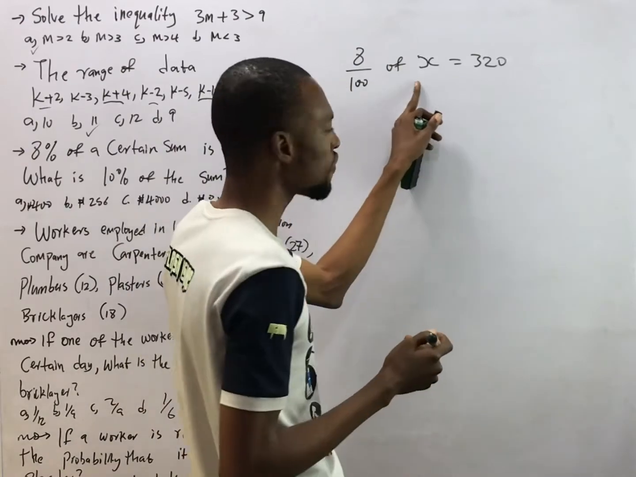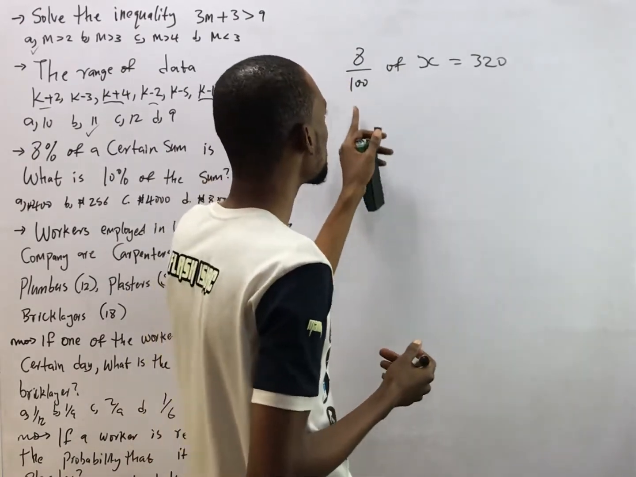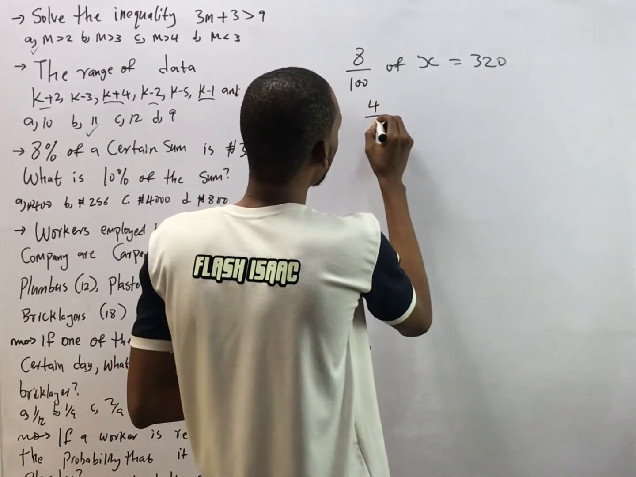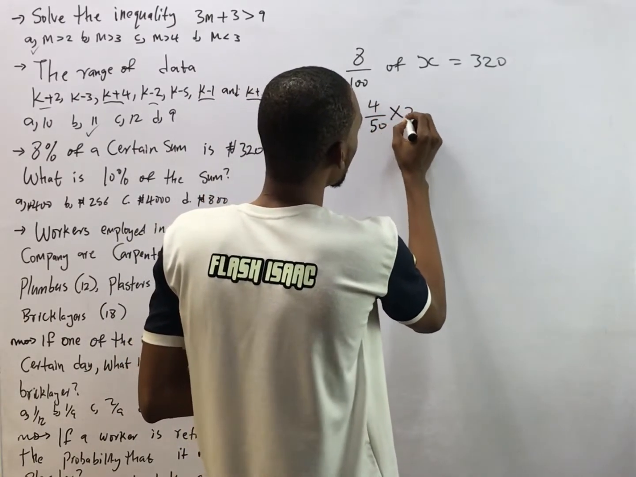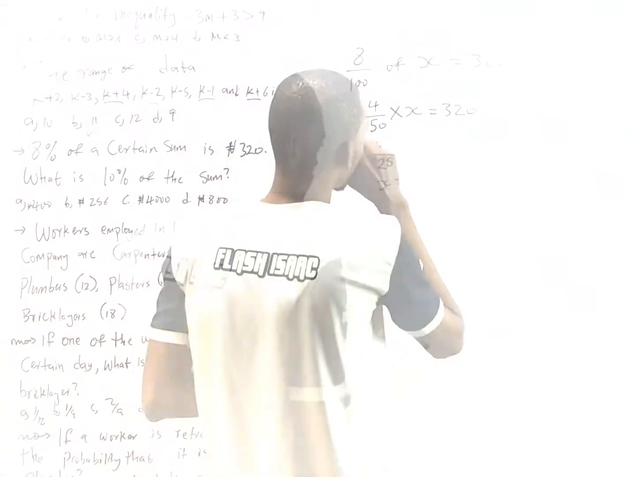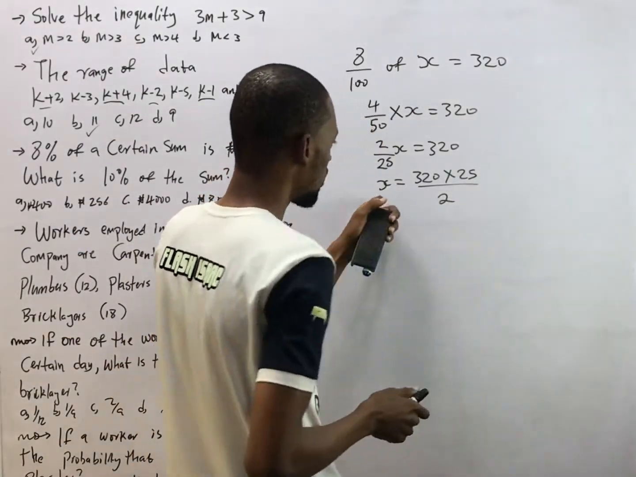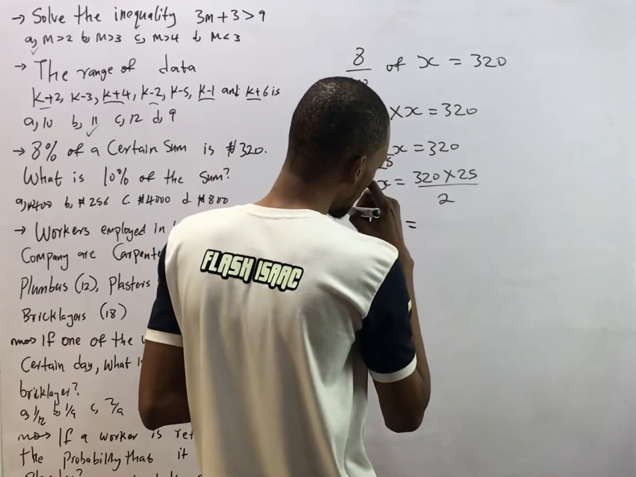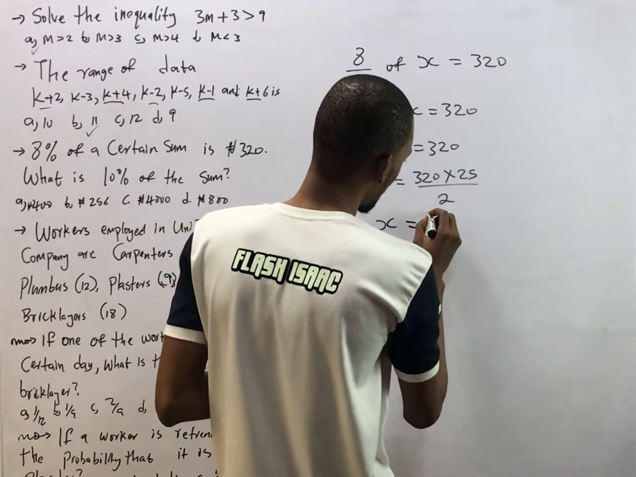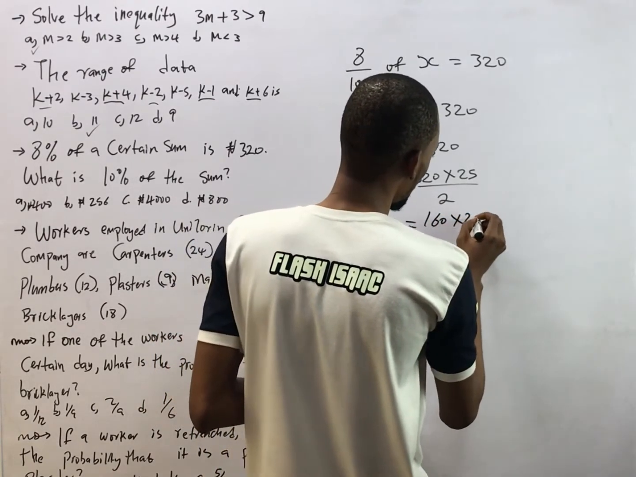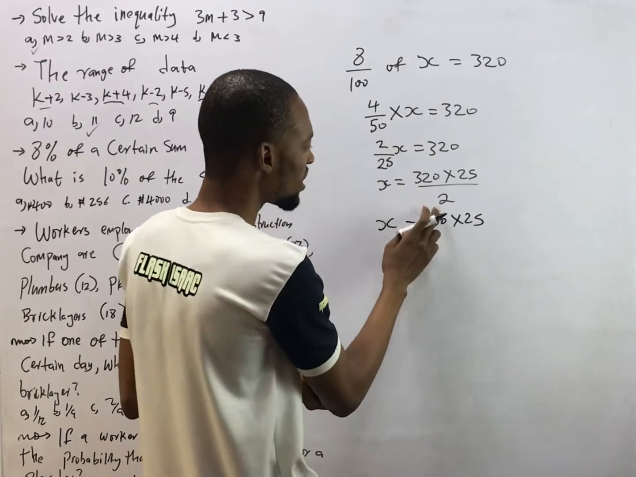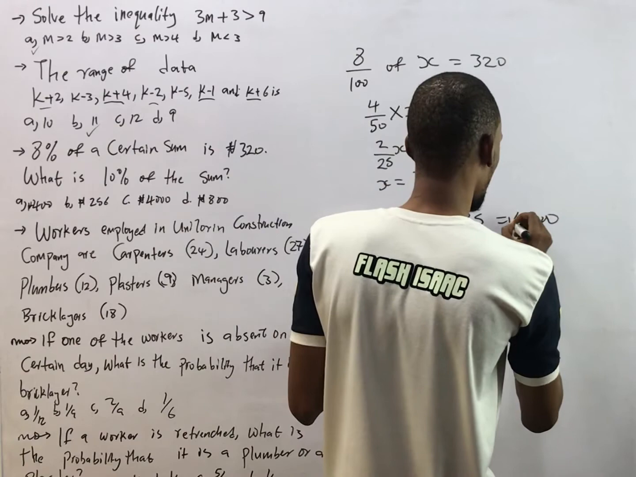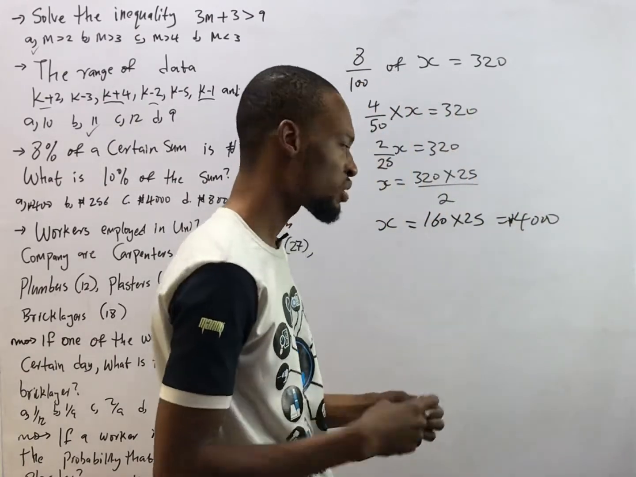The first thing we have to do is to find the sum. We know that 8% of the sum is 320. So 8 over 100 is the same thing as 4 over 50 of S is equal to 320. So now having this, this should give you S is equal to 160 times 25, because this divided by 2 would give you 160 and this will give you 4,000. So the sum is 4,000.